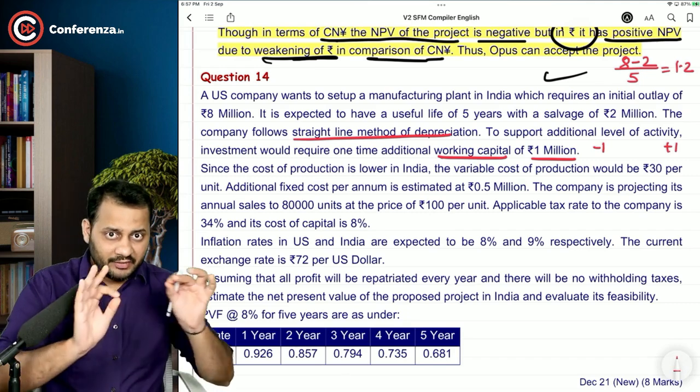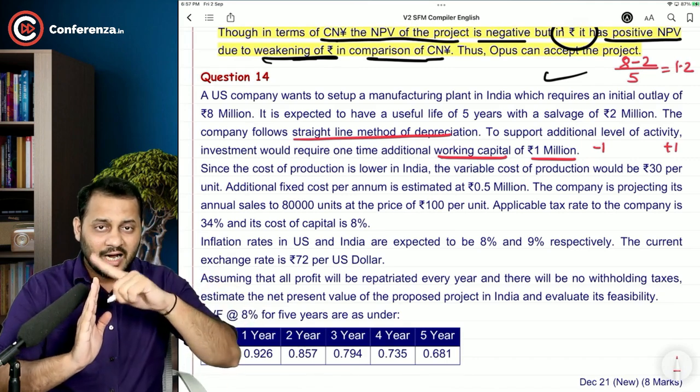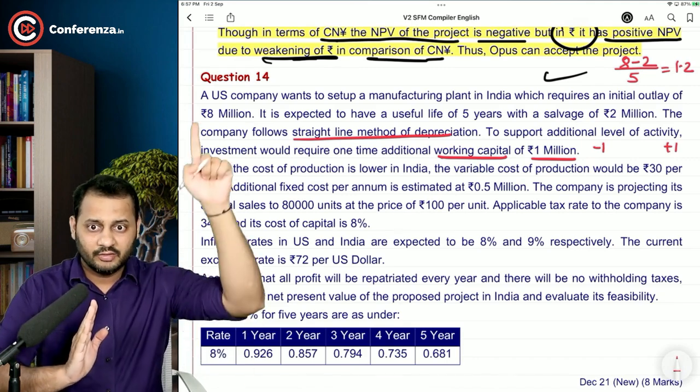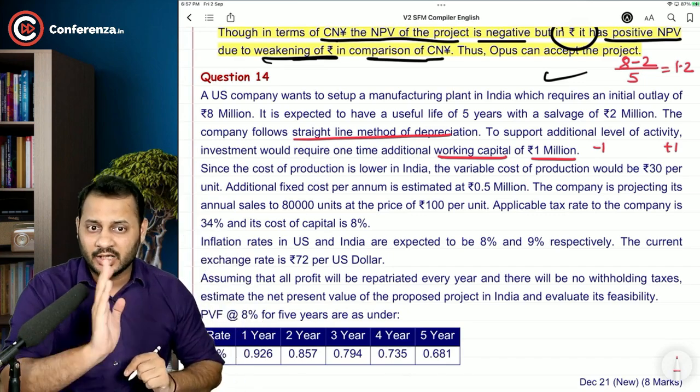Today, if you see in that visual memory of yours, the timeline, today outflow of 8 million is there. This plus 1 million of working capital. So total 9 million is going out.